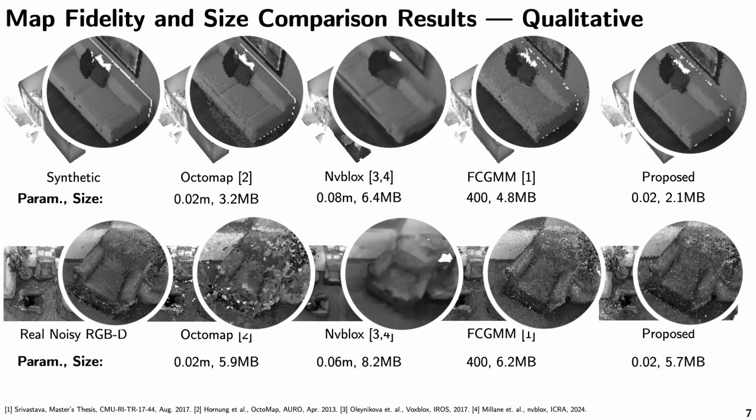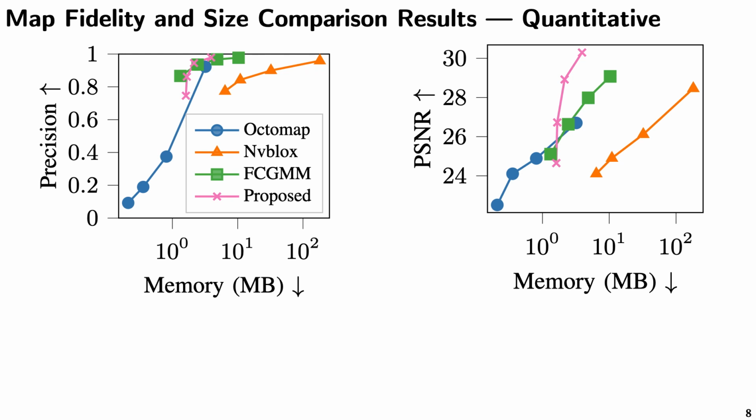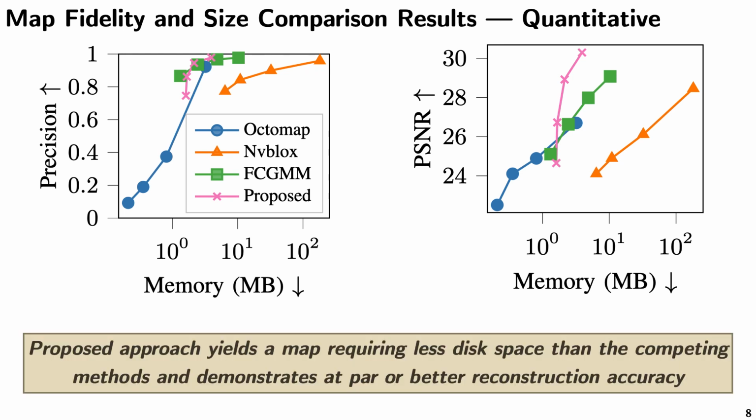We observe the same results on real world dataset. If we compare quantitatively, we also observe the same thing. The precision versus memory trade-off of the proposed approach is much better than the prior work. In the plot on the left, we have precision, and we can see the proposed approach is going towards the top left, which indicates that we have a good precision memory trade-off. And on the right, we observe the same for PSNR.